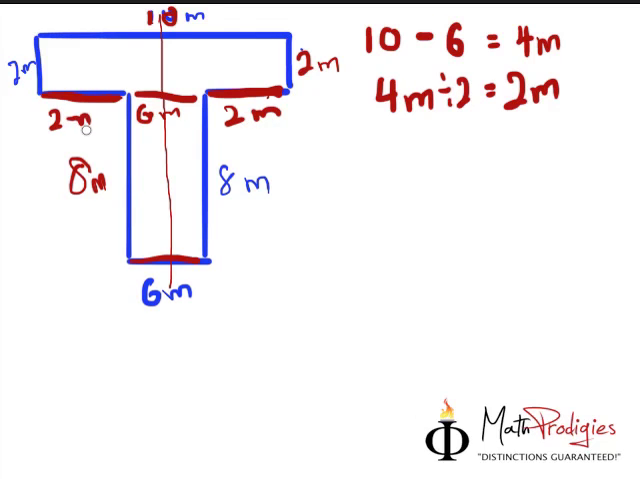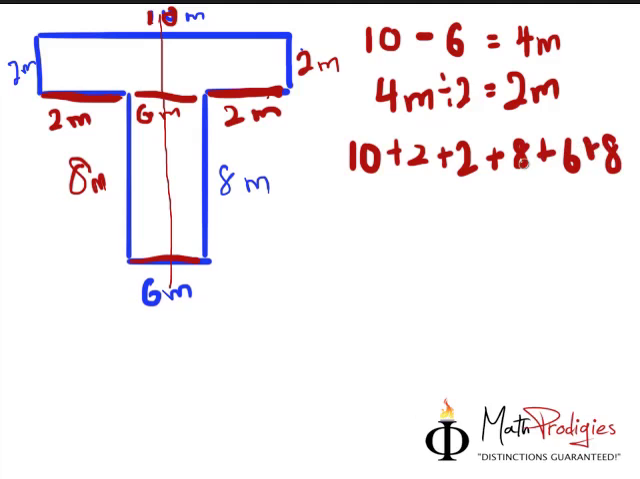Now do I have the whole shape of the figure? Yes, I do. So now all I have to do is add everything to find out the length of wire used to make this figure. So 10 plus 2 plus 2 plus 8 plus 6 plus 8 plus 2, plus 2, and finally that's it. So let's check. 1, 2, 3, 4, 5, 6, 7, 8. 1, 2, 3, 4, 5, 6, 7, 8, correct.